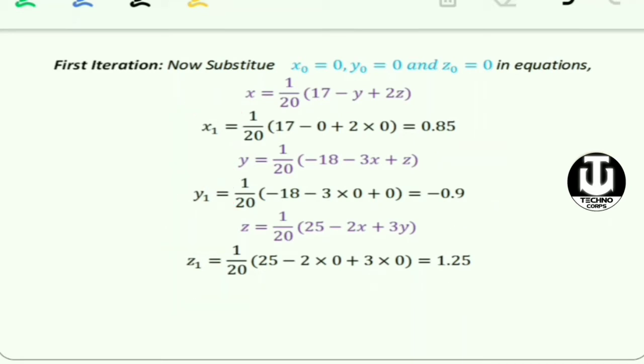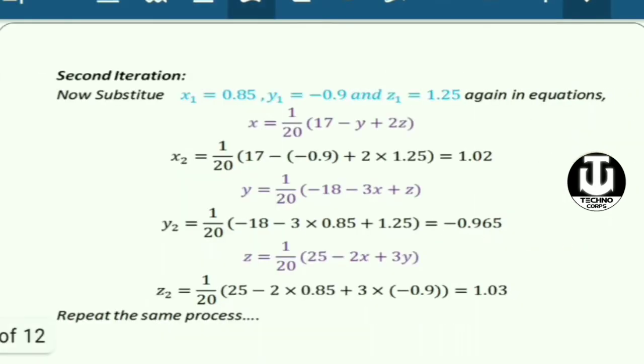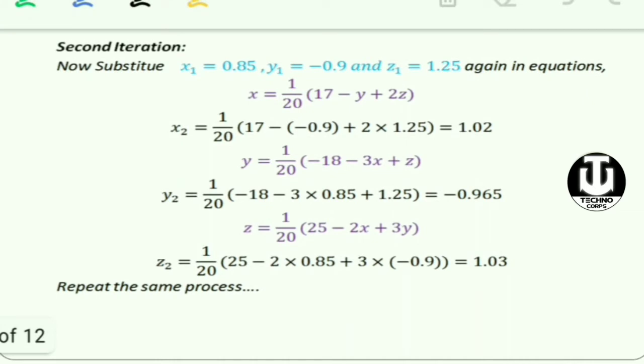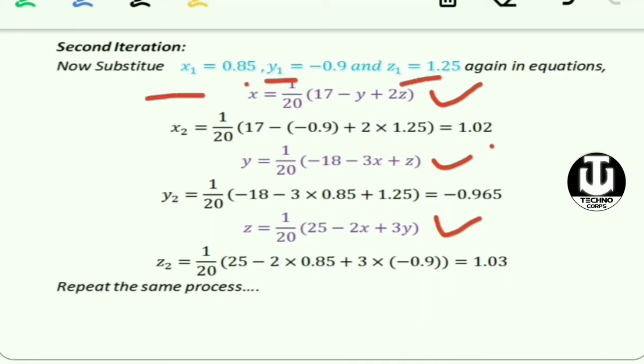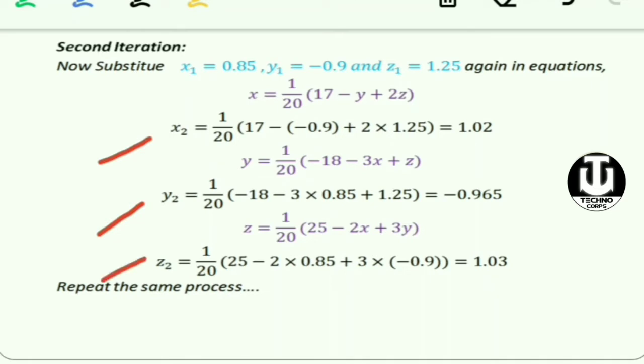Similarly, we have to go for the second iteration. In the second iteration, we will take the solutions as x1, y1, z1, whatever we have obtained just now. We go again with the same equations. These equations will be common in each iteration, just the values of x, y and z will change. With the help of those values, I got the values of x2, y2 and z2. You can check by doing your own calculation. So this is the answer for the second iteration.